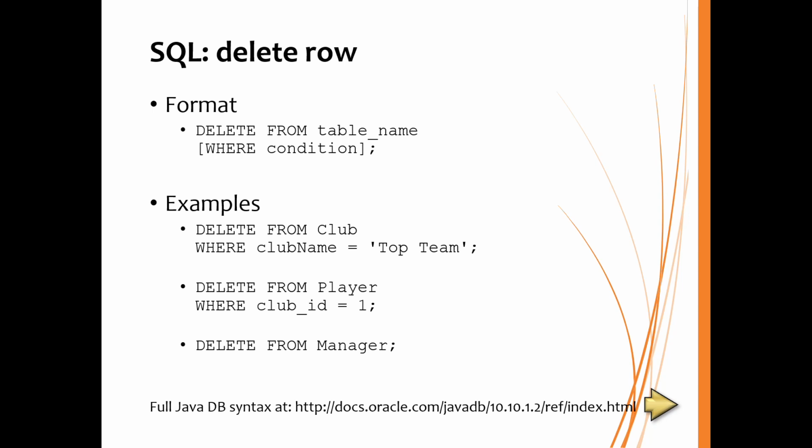So only that or those rows that match that where condition will now be deleted. We can delete from player where club ID equals 1. Now if we've got 12 or 20 players, each with club ID equal to 1, that statement will delete all 20 records from the player table. Delete from manager is going to delete every single row from the manager table. So we really need to be careful about the delete statement, because if we don't specify a where, it's going to delete all the rows.